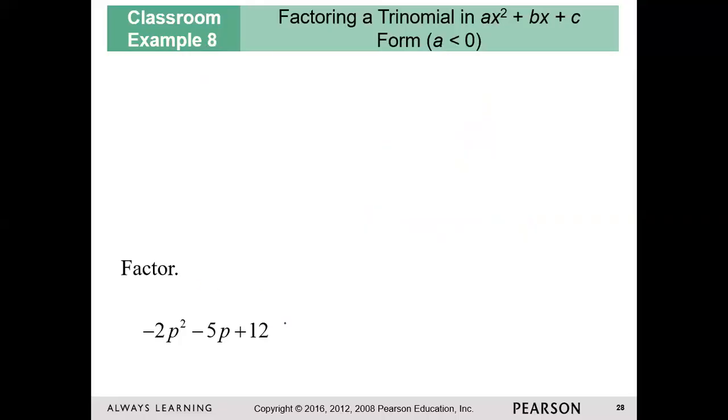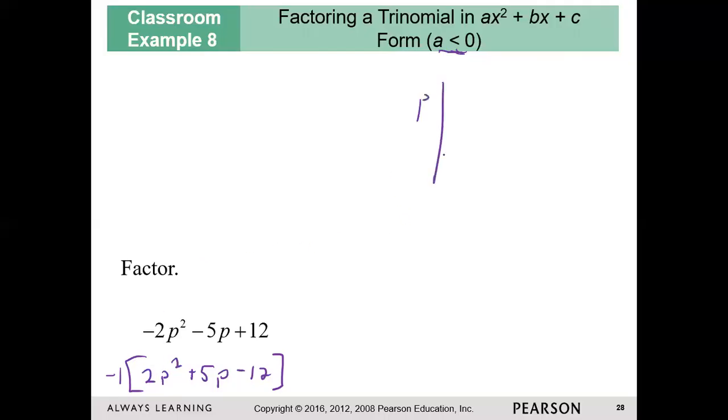All right, let's do a couple more of these. For me, what happens when our A value here is less than 0, what I generally do is I factor out a -1. I only like to do these problems, again, this is just a matter of preference for me, when my A value is positive. So what I do is I factor a -1 out from the whole problem, and that's going to give you 2p squared plus 5p minus 12. Now, again, this is a matter of preference for me. So I factor the -1 out to make my A value positive, and then I proceed from there.